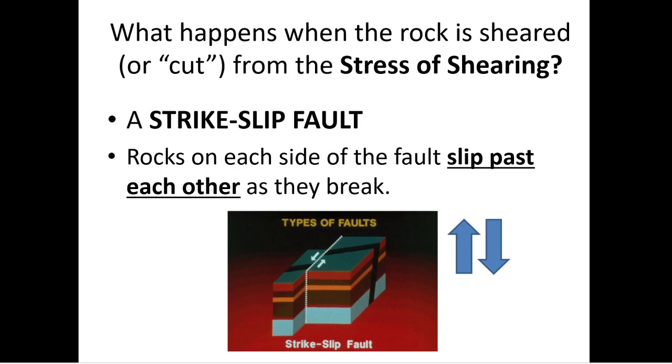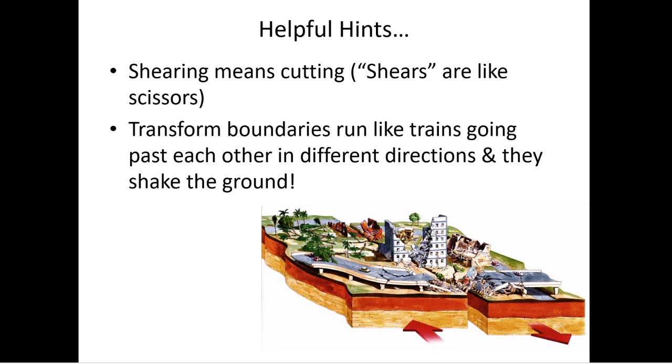Okay. And so what happens when the rock is sheared or cut from the stress of shearing? It's what we call a strike-slip fault. And so rocks on each side of the fault slip past each other as they break, okay? And so that's when we get a lot of our earthquakes.